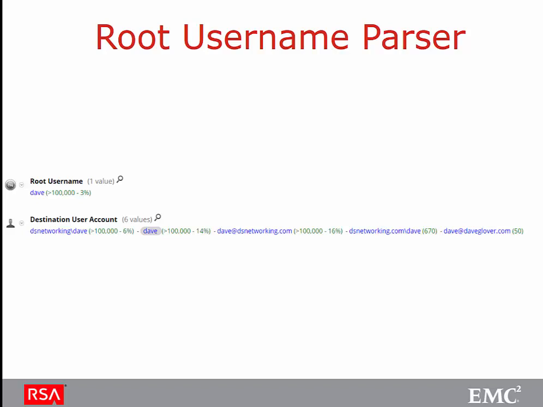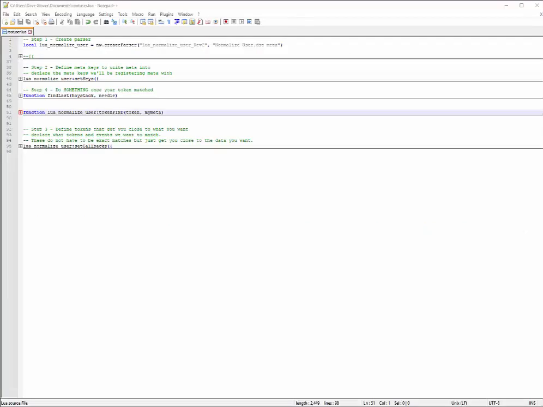The LUA parser that I will show you in just a moment goes ahead and looks at the variations of the username and pulls the appropriate value to load into root user. Let's go ahead and take a look at what that LUA parser would look like. We have here the root user LUA parser that was written. Let's walk through the steps that the LUA parser uses to generate the output that we just saw. Step 1, create parser. This isn't actually creating and writing the parser as we have here. This is defining the parser within the system.